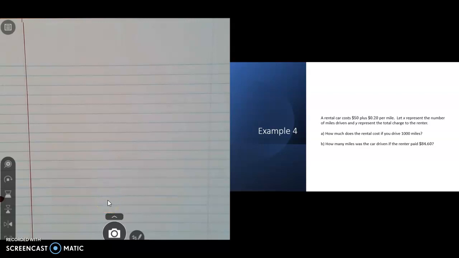Welcome back to section 7.2. This is our last part of this section where we look at linear models.